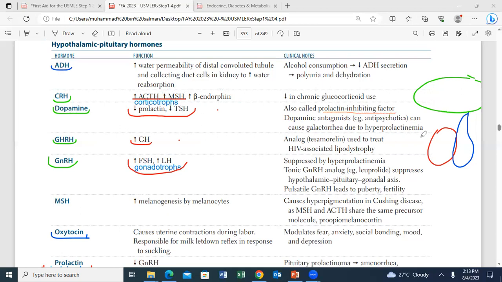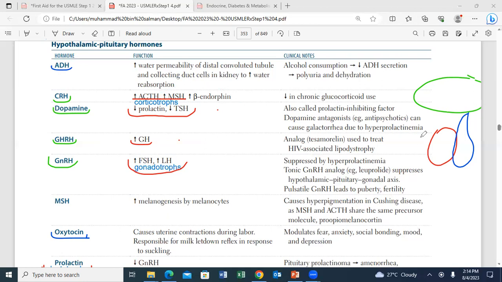Now this is very simple to understand: dopamine antagonist, of course, if dopamine is inhibiting prolactin, so dopamine antagonist will increase prolactin, and increased prolactin will cause galactorrhea, since prolactin increases the formation of milk in the breast. Then growth hormone releasing hormone stimulates the release of growth hormone, and if we take an analog of growth hormone releasing hormone, that will definitely increase the production of growth hormone. That is very simple to understand.